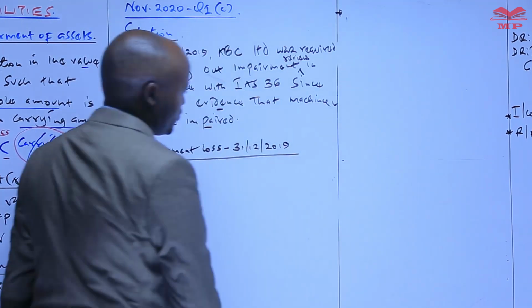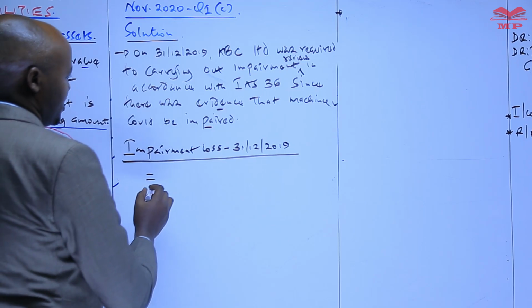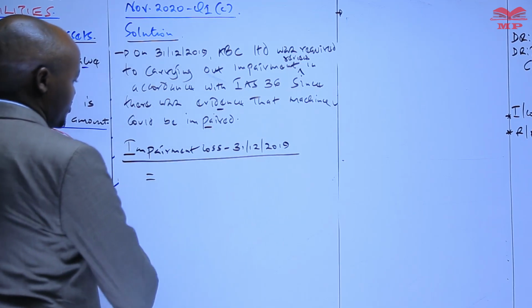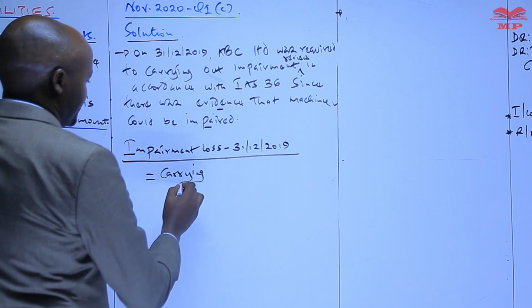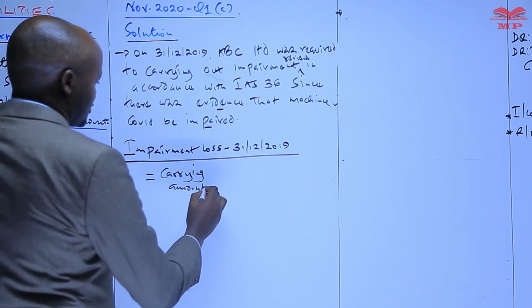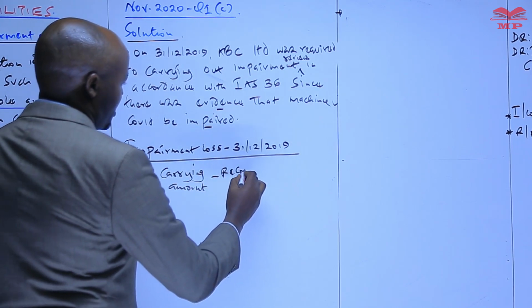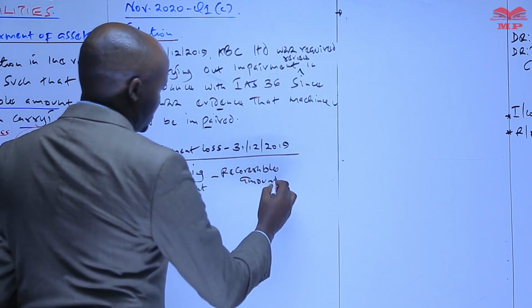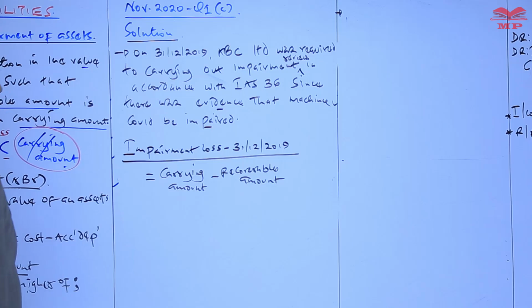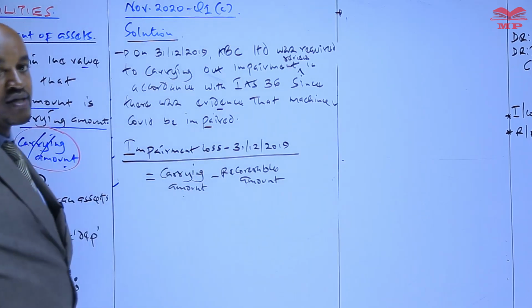It is important for you to have the formula for computing the impairment loss, and this is computed by taking the carrying amount minus the recoverable amount. So let's start by determining this carrying amount.